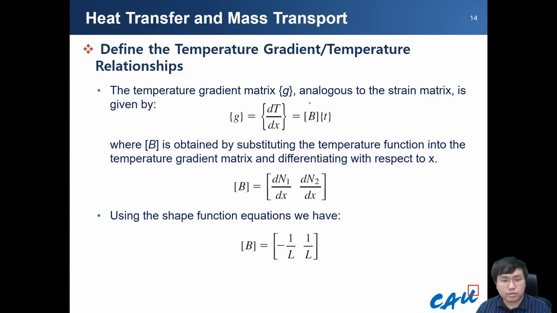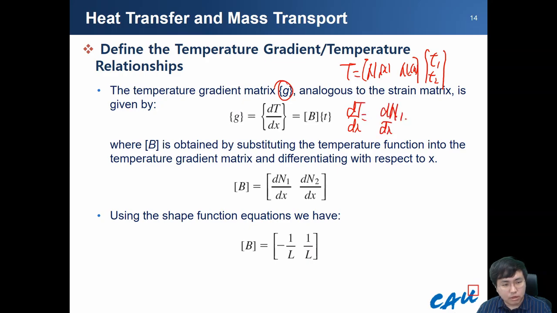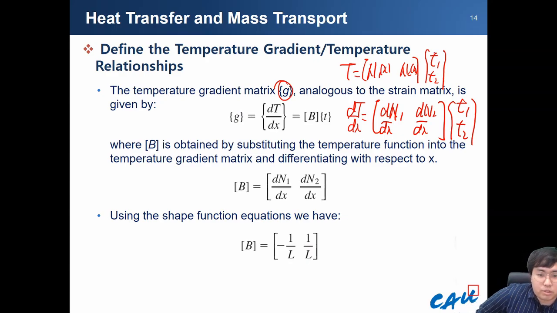For the temperature gradient, we are going to use a matrix G. Let's think about the previous slide: temperature has the T1 and T2 relationship. The shape function is a function of x, so dT/dx involves N1 and N2. T1 and T2 are not functions of x, so only the shape function must be differentiated with respect to x. So this is the B matrix part.